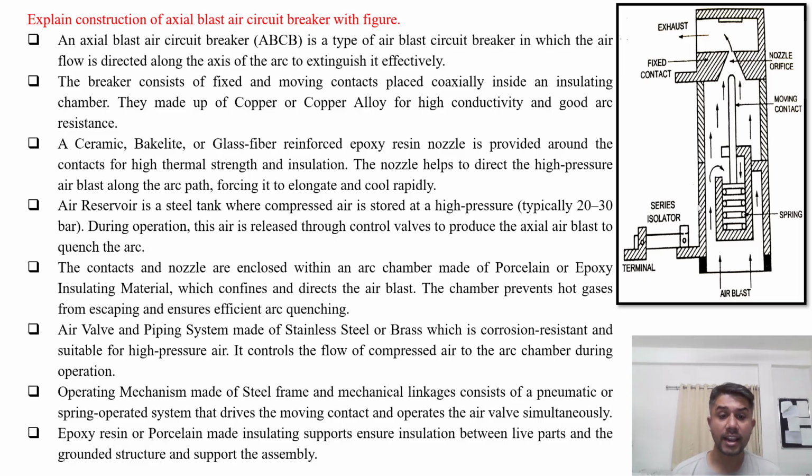The operating mechanism, made of a steel frame and mechanical linkages, consists of a pneumatic or spring operated system that drives the moving contact and operates the air valve simultaneously. It means it is opening the air valve and operating the moving contact in the downward direction. So the airflow in the breaker increases rapidly so that the arc can be quenched quickly.